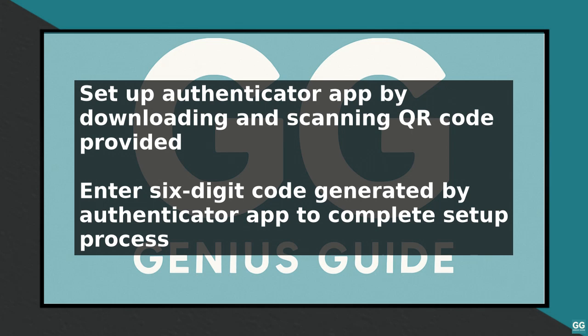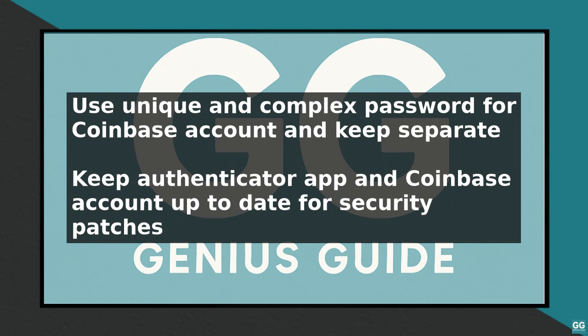Once two-factor authentication is enabled, you will be required to enter the 6-digit code generated by the Authenticator app every time you log into your Coinbase account. Best practice is to use a unique and complex password for your Coinbase account and to keep your Authenticator app and Coinbase account separate from your other online accounts.